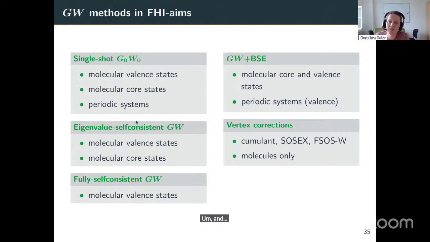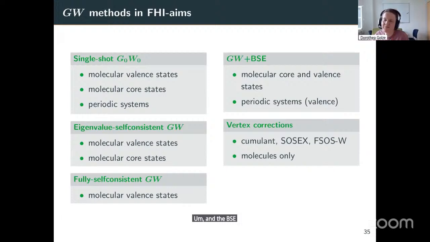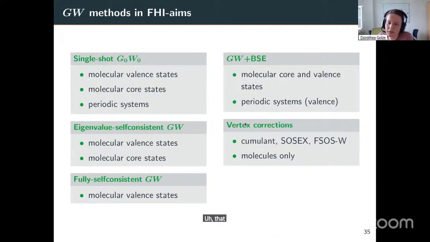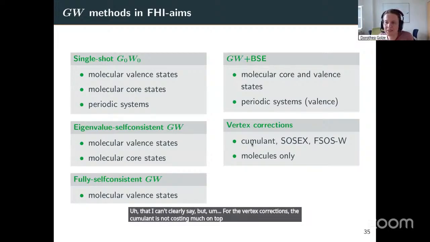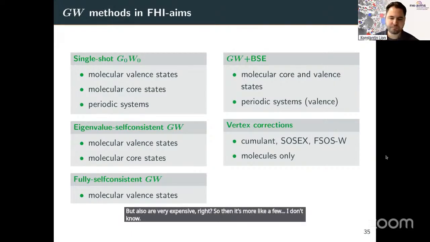And for the BSE, it depends a bit on what you do, right? For molecules, typically GW is the more expensive step, and the BSE is then faster. For periodic systems it might be more, depending on how big your k-grid is for the BSE step. That I can't clearly say. But for the vertex corrections, the cumulant is not costing much on top, while the other vertex corrections are very expensive, right? So then it's more like 10 atoms, 20 atoms with these vertex corrections.